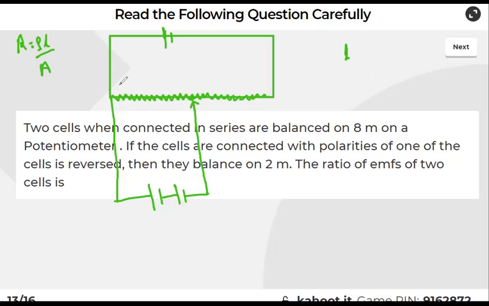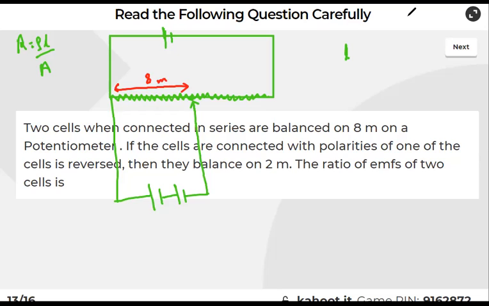Right? And this length is given what? Tell me, what is the length of this distance? This length is given as 8 meter.